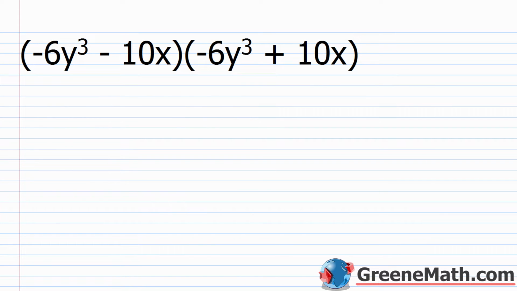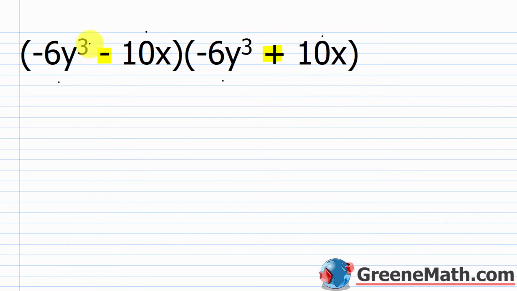All right, so let's take a look at another one like that. So we have the quantity negative 6y cubed minus 10x times the quantity negative 6y cubed plus 10x. So again, I've got the same thing here and here. I've got the same thing here and here. And I've got different signs. I've got a minus here. I've got a plus here.